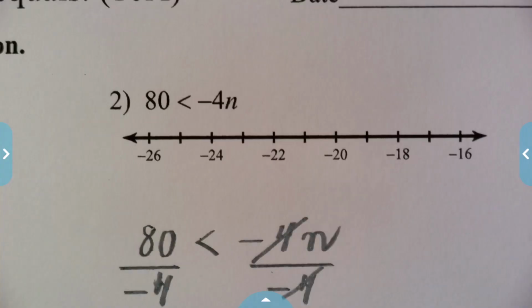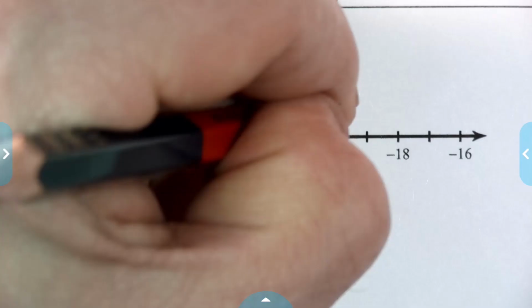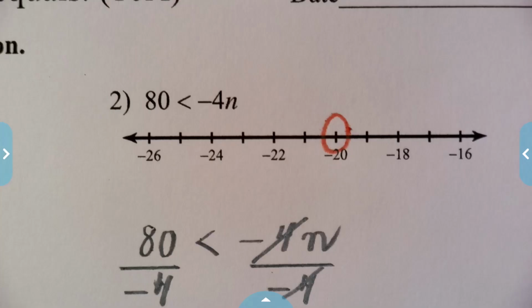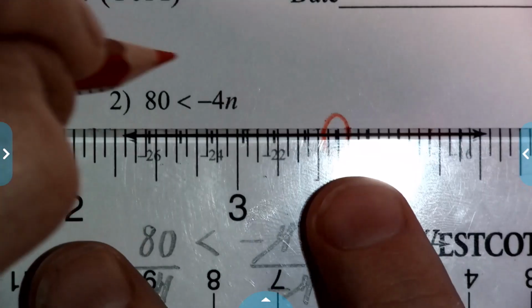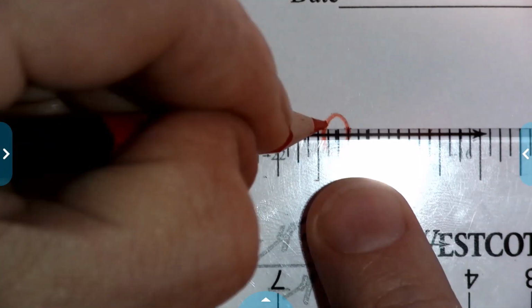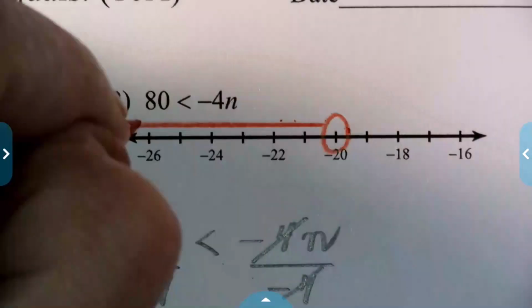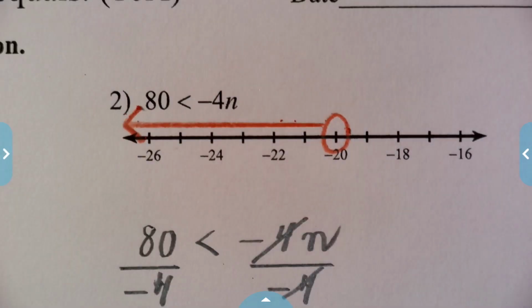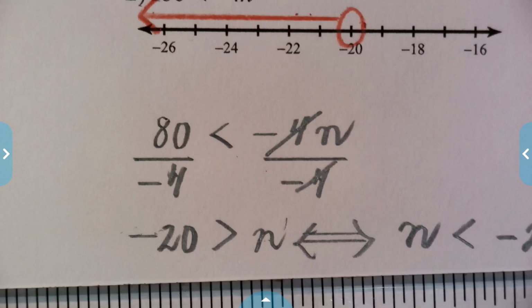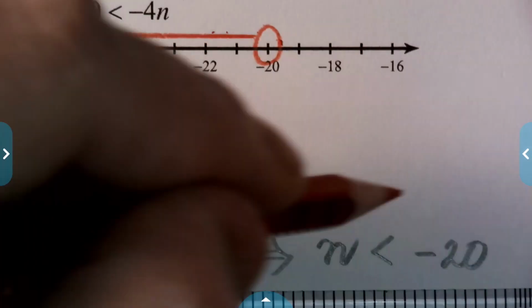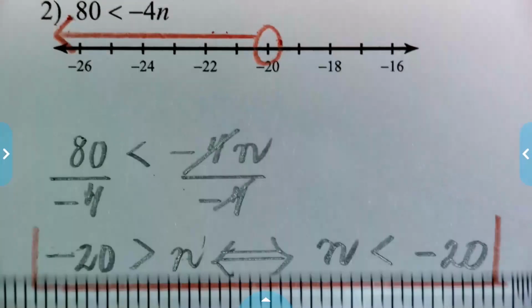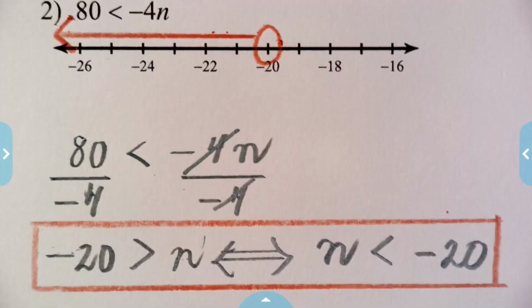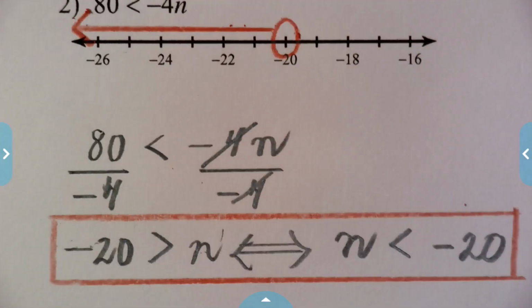So we'll put an open circle on negative 20. I'm going to make a huge open circle, so my teacher knows what I meant. And then just above the number line, I'm going to go ahead and draw a line and put an arrow. And that's number 2. And so we want to box this up. All right, so moving on to number 3.